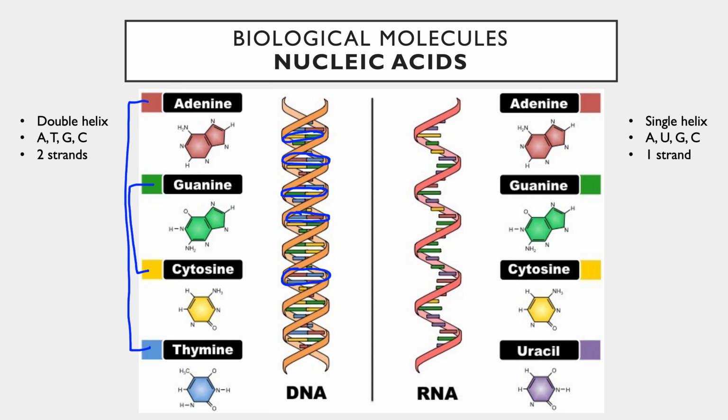RNA, however, is a single-stranded molecule and turns in a helical fashion. And the color coding is the same for adenine, guanine, and cytosine. However, uracil is the purple color. So you'll see uracil here, but no thymine blue color.